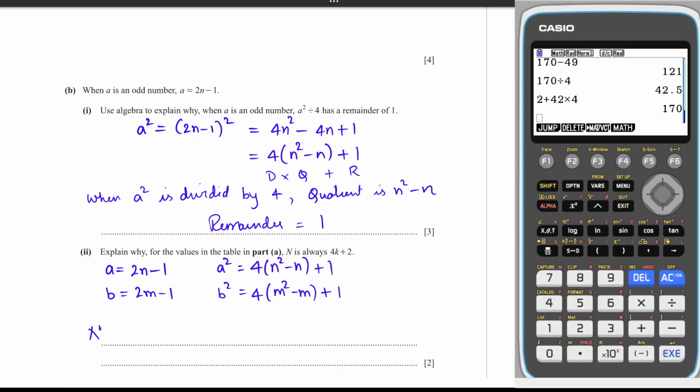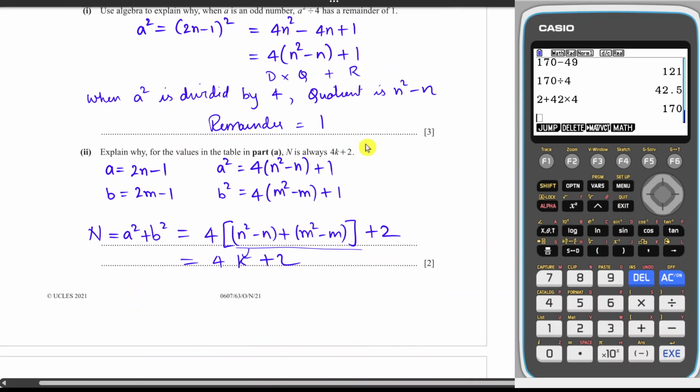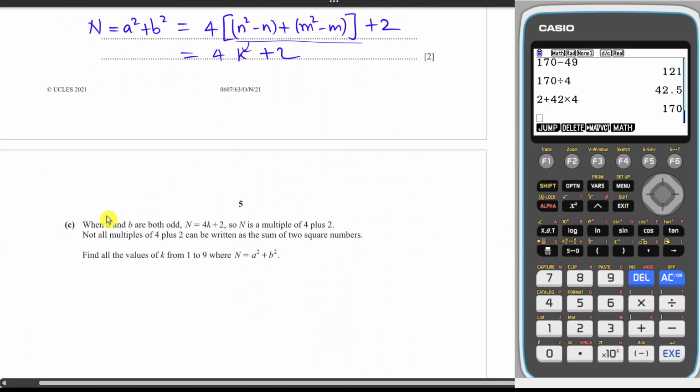And now, if I say n is equal to a square plus b square, that gives me 4 common here: n square minus n plus m square minus m, this is common, plus 2. Which can be written in the form of 4k plus 2, where this is my k. Hence we have proved that when a and b are both odd, n is equal to 4k plus 2. So n is a multiple of 4 plus 2.